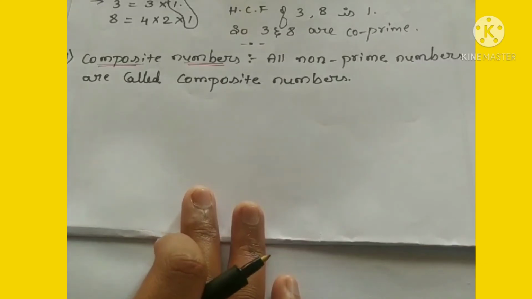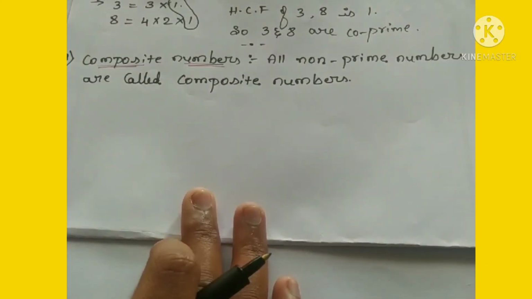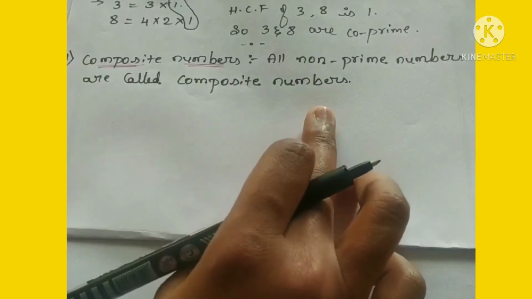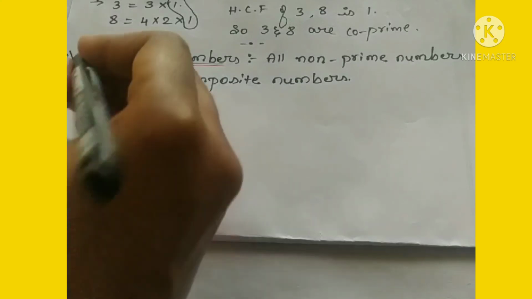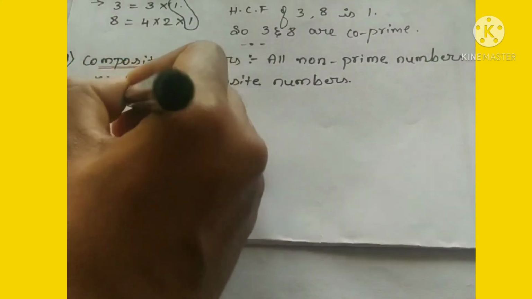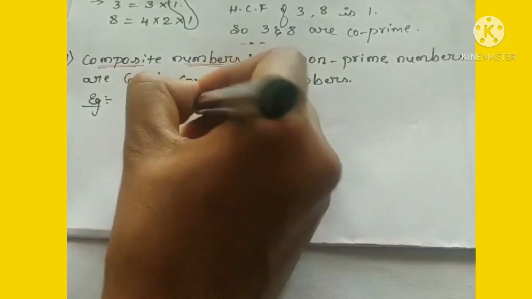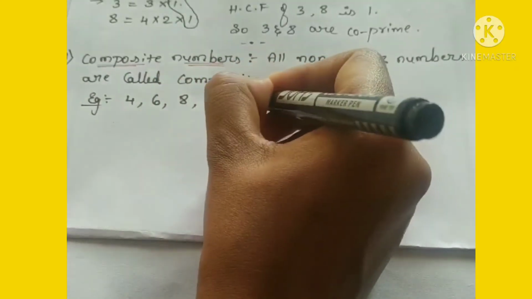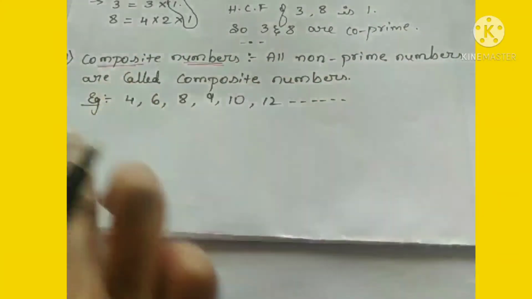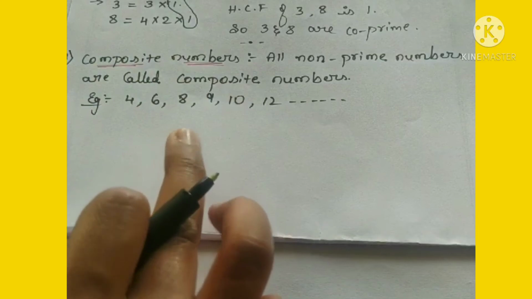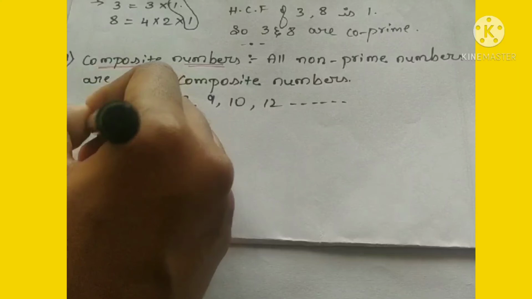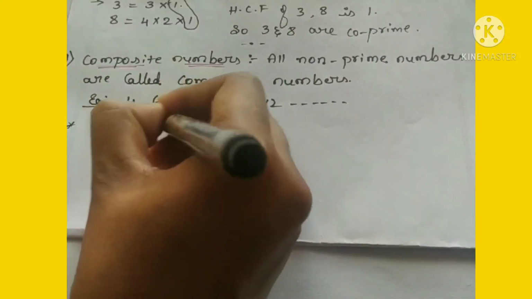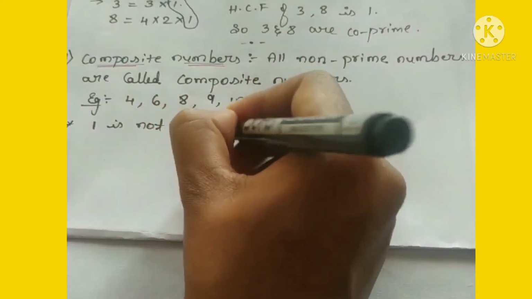Next is composite numbers. All non-prime numbers are called composite numbers. It means the numbers which are not prime are referred to as composite numbers. Examples: 4, 6, 8, 9, 10, 12, like this, etc. These are not prime numbers, so they are referred to as composite numbers. Under this you have to remember one point, that 1 is not a composite number.